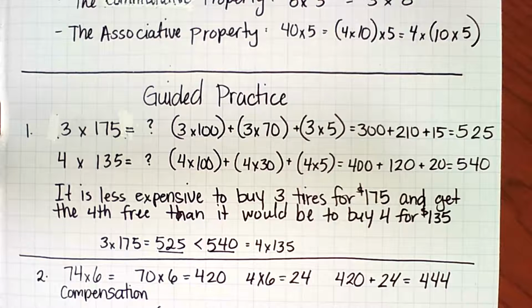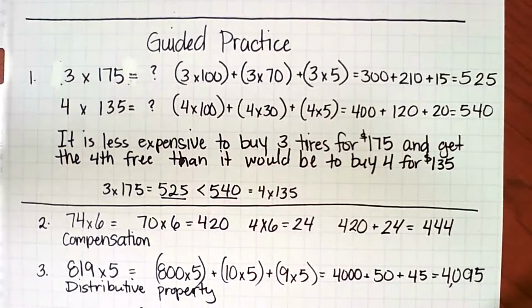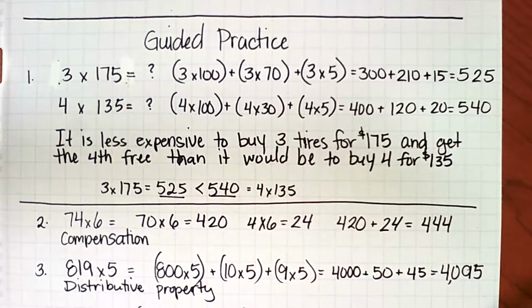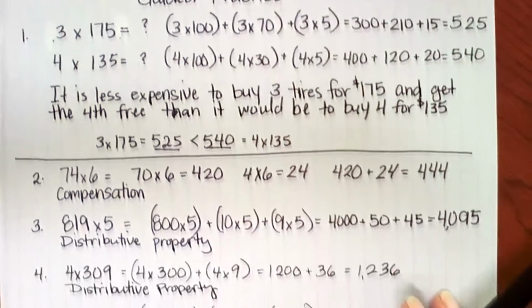For the next one, it said 819 times 5. I used the distributive property here and distributed 819 into 800 and 10 and 9. So 800 times 5, I know 8 times 5 is 40, so 800 times 5 is 4,000. 10 times 5 is 50 and 9 times 5 is 45. When I added those parts together, 4,000 plus 50 plus 45 is 4,095. I labeled that I used a distributive property here. I also used a distributive property for the next 2 problems.